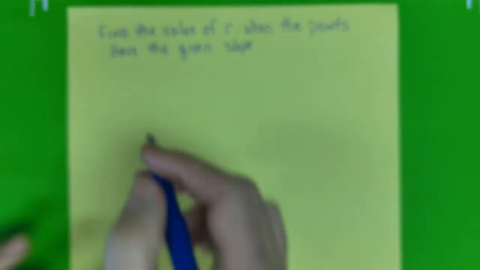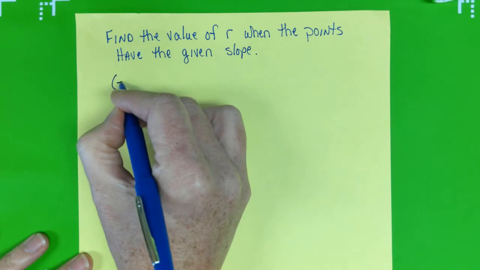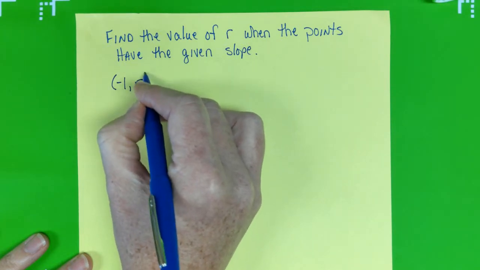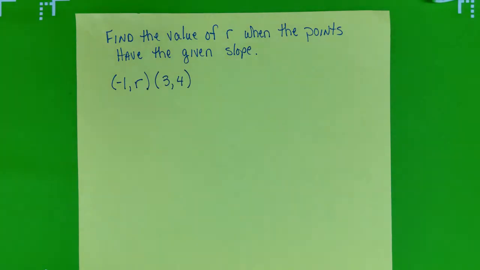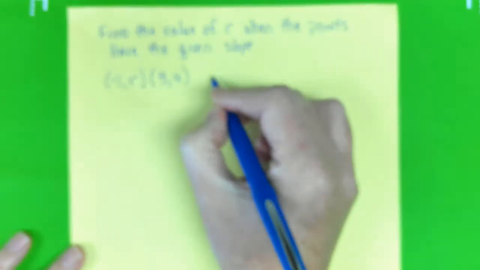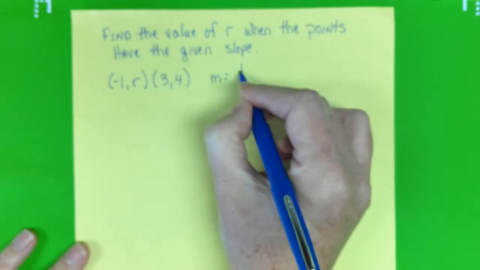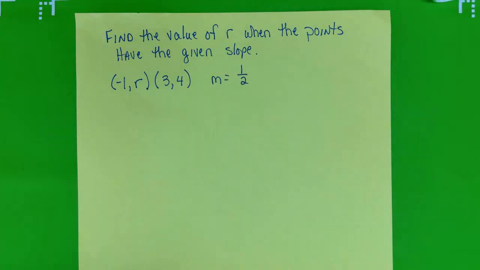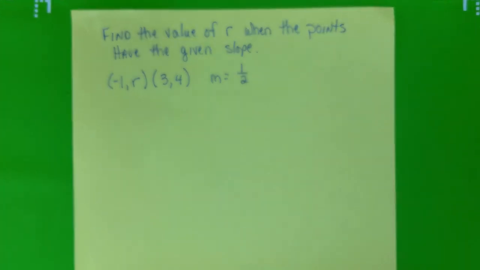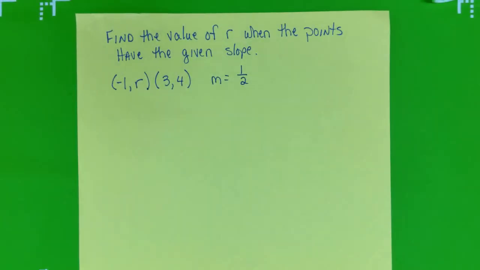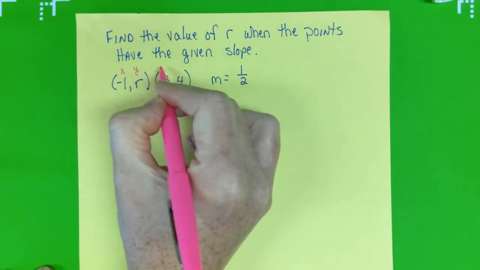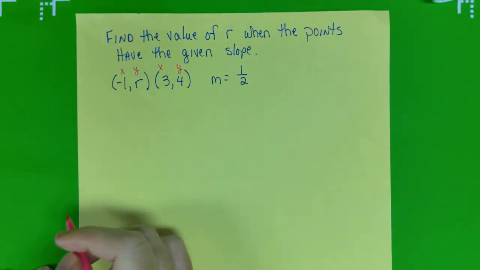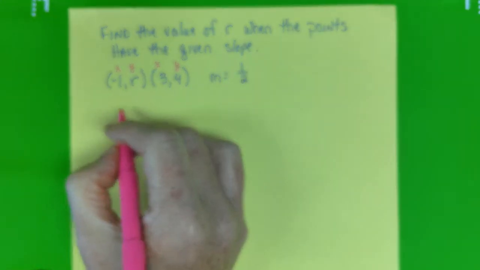One of them is going to be missing a value. So for example, (-1, R) and (3, 4). So you're given 2 points with one value missing, and I'm going to tell you that the slope is 1/2. And so we're going to have to solve for R. Now what we're going to do is we're going to take our points and fill in our slope formula. Okay? And we know that there's always more than one way.